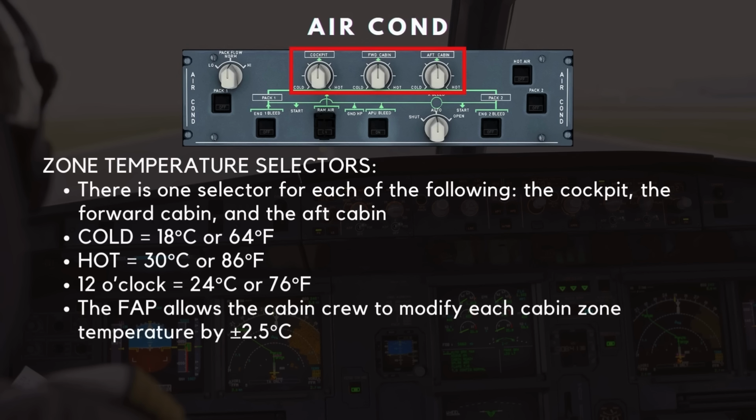The forward attendant panel allows the cabin crew to modify each cabin zone temperature by plus or minus 2.5 degrees C.